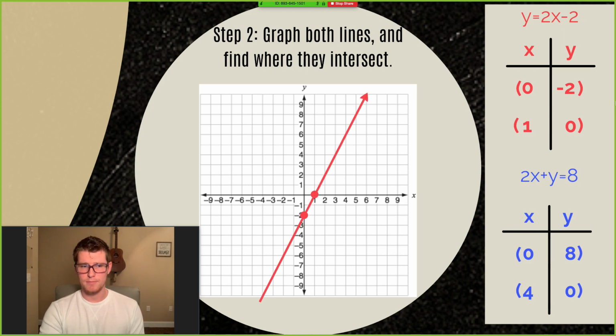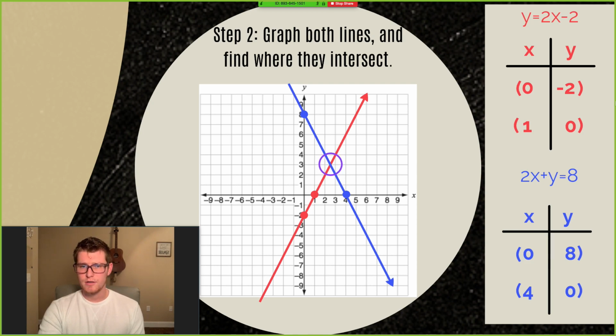And we draw our line. Same thing for blue. 0, 8 is there. 4, 0 is there. And we draw our line. Once you have those two points for each line, it's fairly easy to go ahead and draw the line, and then you can estimate where they're going to intersect.